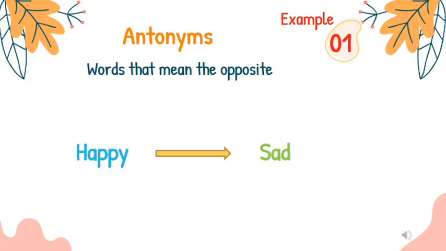Happy and sad. These two words mean the opposite thing, which makes them antonyms. Happy and sad mean the opposite things, they are antonyms. Words that mean the opposite are antonyms, like take and give. Take and give are antonyms.